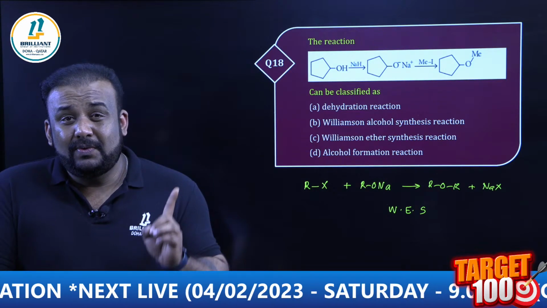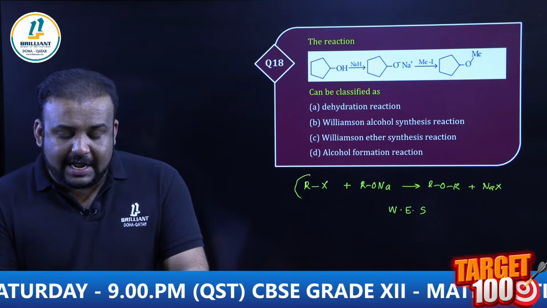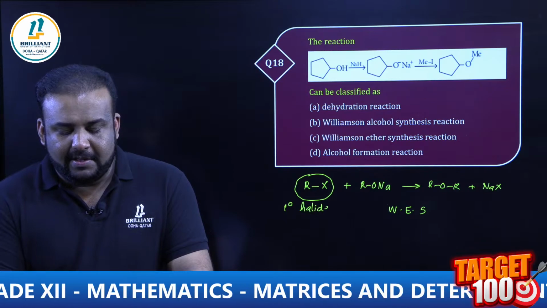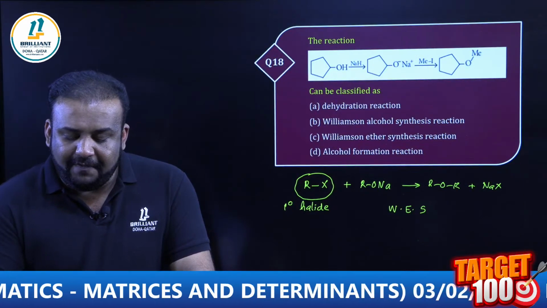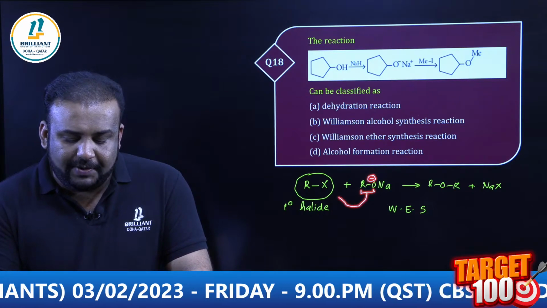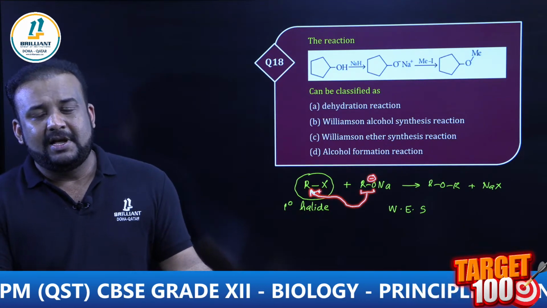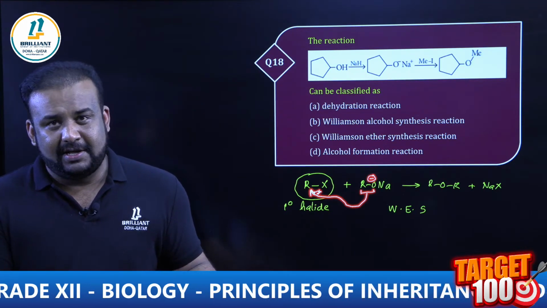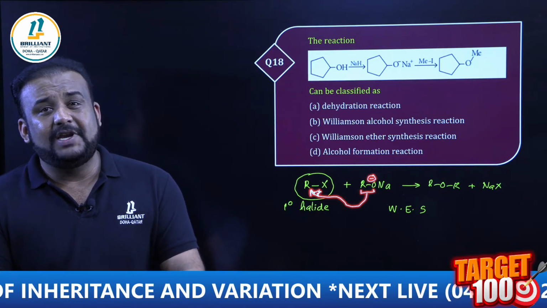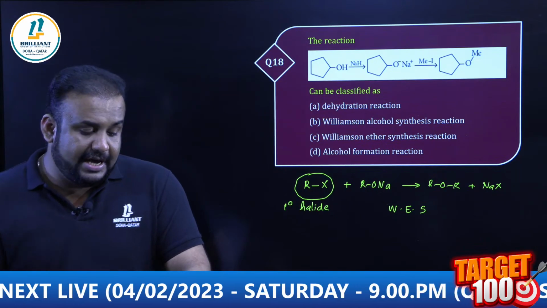And dear children, you remember in Williamson's ether synthesis, there is a very important condition that you need to remember. The alkyl halide that you take must preferably be a primary halide, because this reaction is a nucleophilic substitution. Who is the nucleophile? RO- is the nucleophile. This nucleophile is going to attack this carbon, and if the nucleophile has to come and attack, this carbon should be less sterically blocked. Which kind of carbon is less sterically blocked? Primary carbon. That's why we say in Williamson's ether synthesis, the best combination is a primary alkyl halide, and the alkoxide can be any.